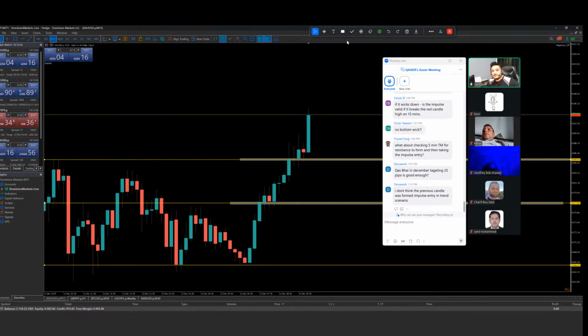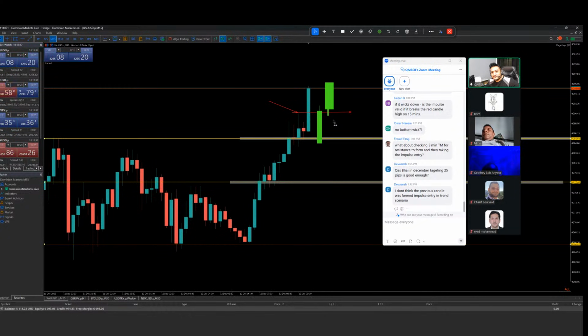I was waiting for this candle to be closed in this shape, like this one, something like that. But it's already moved a lot. This is something I'm expecting somewhere.